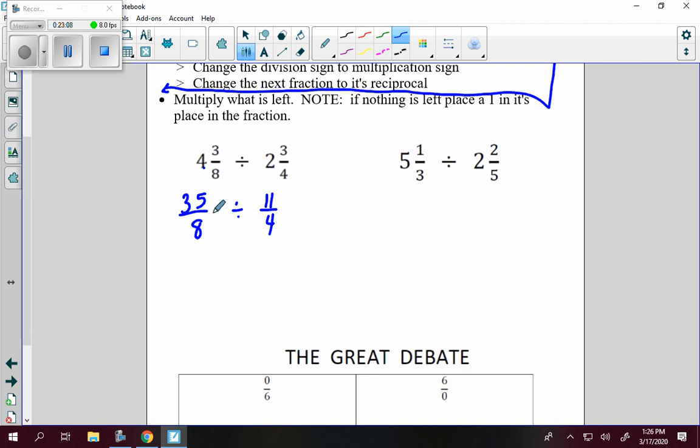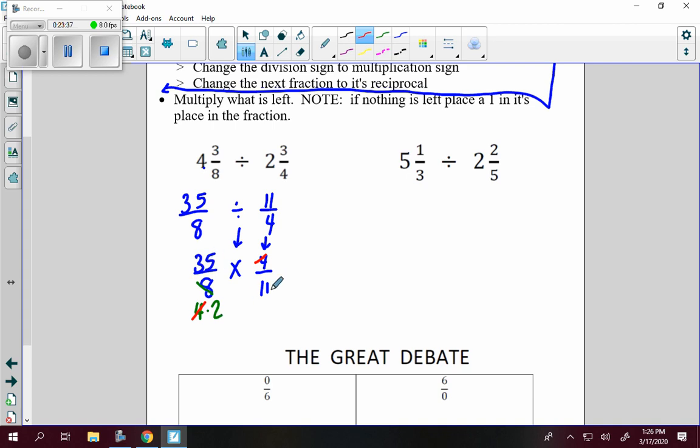Now I'm going to keep change. So I'm going to keep this the same. So it's 35 over 8. Change the division to multiplication and change that to 4 over 11. Now I'm going to check 35, and 35 doesn't have any factors with 8 and 11. But 4 does. 4 can go into 8 twice, so I can cancel out my 4's.